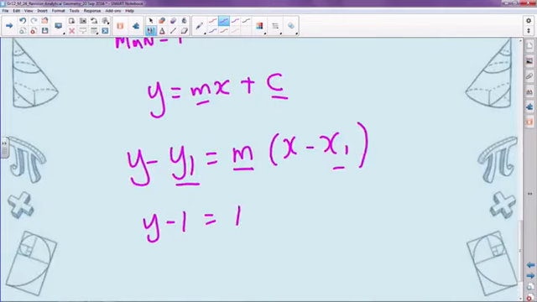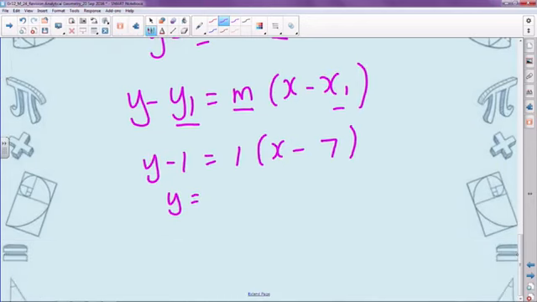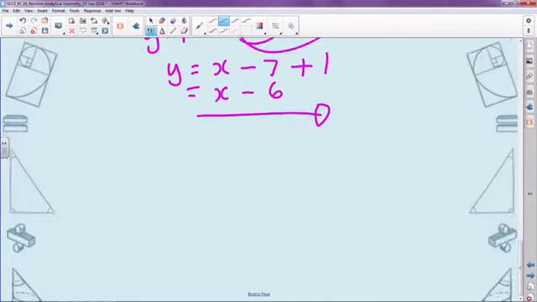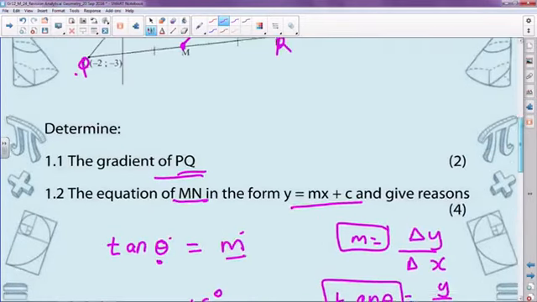The gradient of the line is 1. And the x value at that point N was 7. So I plug that into my equation. I get y is equal to, simplifying, 1x minus 7, take your minus 1 over to the right-hand side, it becomes plus 1, so I get y is equal to x minus 6. Okay, and that is the equation of this line, MN.